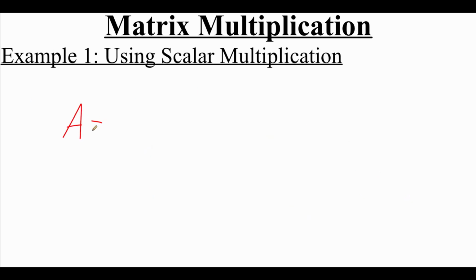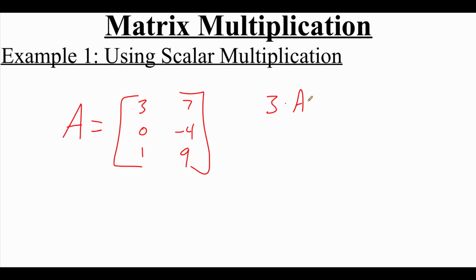So let's say we had the matrix A and its entries are 3, 7, 0, -4, 1, and 9. But let's say I wanted to do 3 times matrix A. Then what I have to do is inside of this matrix, I need to take 3 times every single entry. So 3 times that first entry, which is 3, we're going to get 9. 3 times 7 is 21. 3 times 0 is still 0. 3 times -4 is -12. 3 times 1 is 3. And 3 times 9 is 27. So it's kind of like the distributive property where we have to distribute that scalar to every single entry within our matrix.